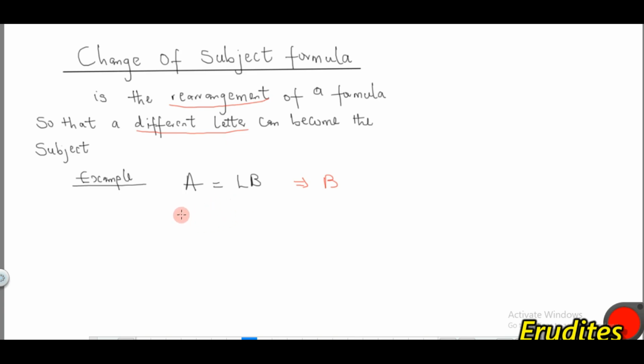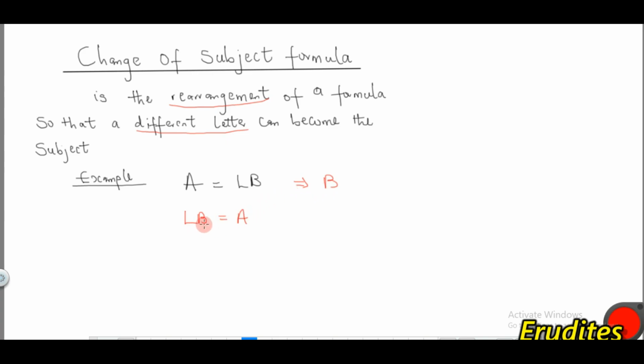So what I will do here is to rearrange this expression. This will be LB is equal to A. This equation and this formula are the same. I just wrote this one first, equal to. Equal to means they are equal, right? So this and this are still the same. The question again is to make B the subject of the formula. So how do I do that?